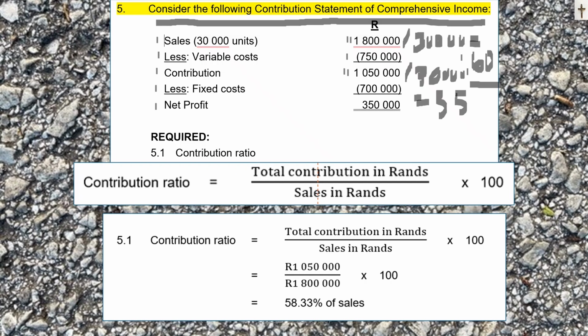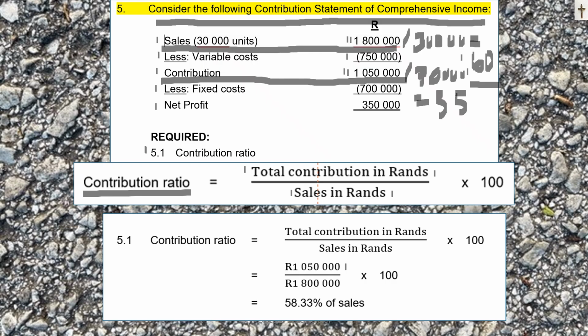So in 5.1, you're asked to calculate the contribution ratio. And the formula to calculate the contribution ratio is the total contribution in rands. So we take the total contribution in rands, 1,050,000, divided by sales in rands. And the sales in rands is 1.8 million. So divided by 1.8 million. And a ratio or percentage, you want a percentage, you multiply by 100.